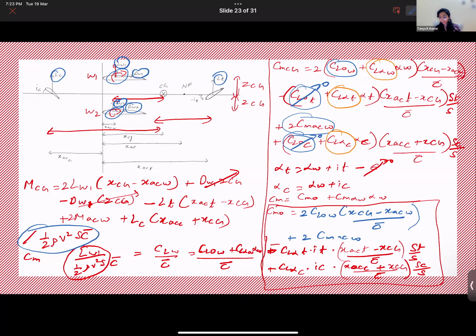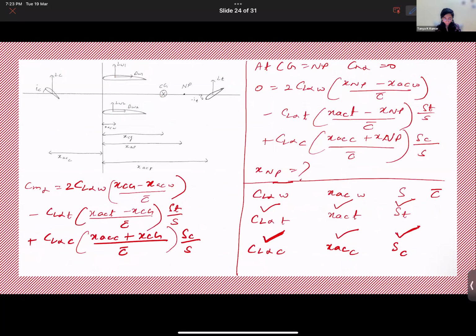And we finally got the CM-CG equation. Now that was split into CM naught and CM alpha. CM naught are the terms that are independent of angle of attack of the wing, and CM alpha are the terms that depend on the angle of attack of the wing. So this is your CM alpha equation, which at neutral point would be 0. So at CG equal to neutral point, CM alpha is 0.